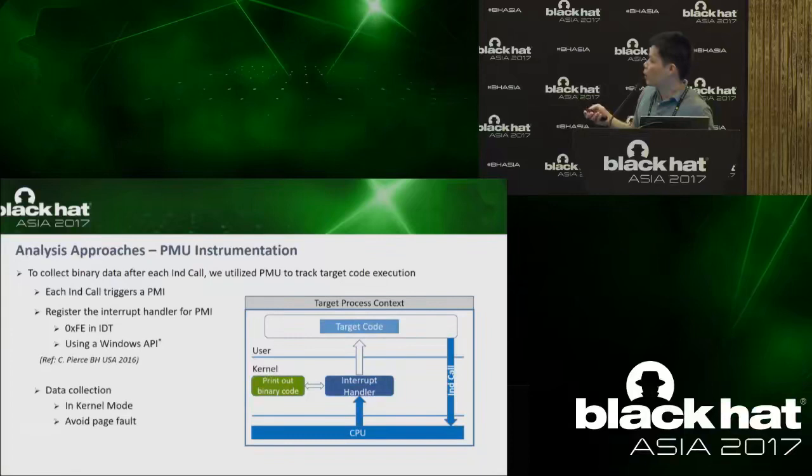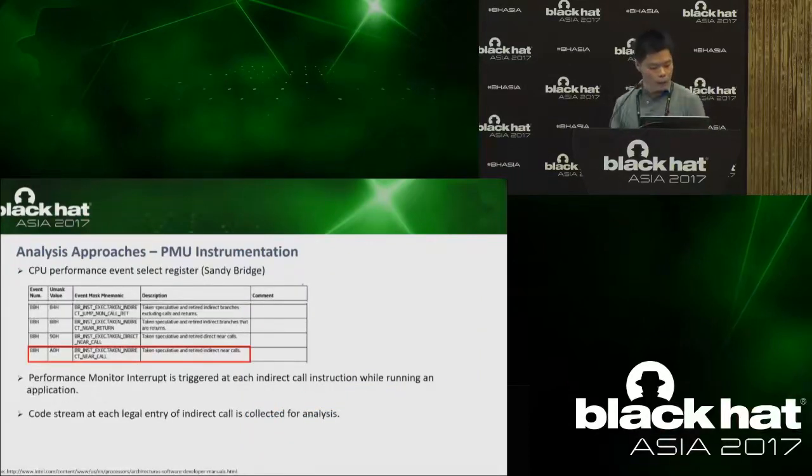The first way is to hook the relevant entry in the IDT table directly, while the other one is to use a Windows API, which was mentioned in more detail by CPS in last year's Black Hat USA. I'll give you an example.